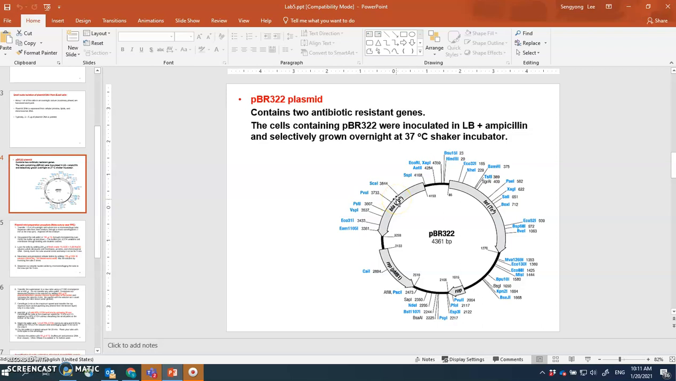We talked about the ampicillin resistant gene in the previous lab, okay? And it also carries another antibiotic resistant gene, a tetracycline resistant gene right there. So it carries two different antibiotic resistant genes.